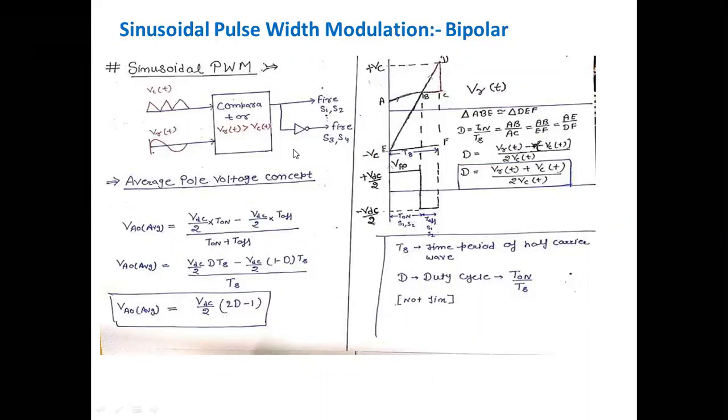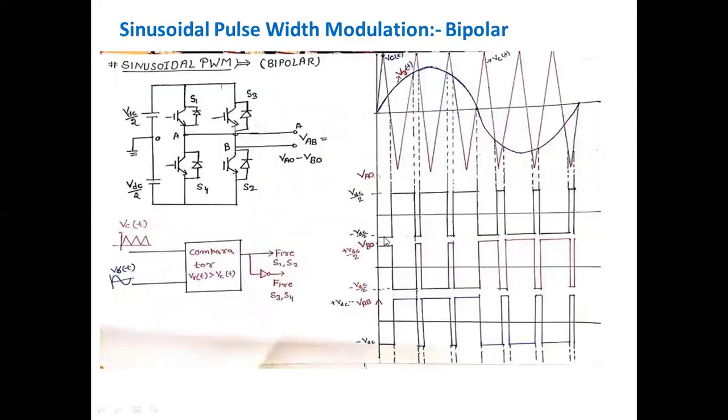Okay, and in this period we will get minus VDC by 2. So this time period I define here as T off. As you see here, this is minus VDC by 2 because here S4 is on. But our firing signal was for S1 and S2. So when S1 is on, A is connected to positive and this is termed as T on time, and when S4 is connected to negative, this is termed as T off time.